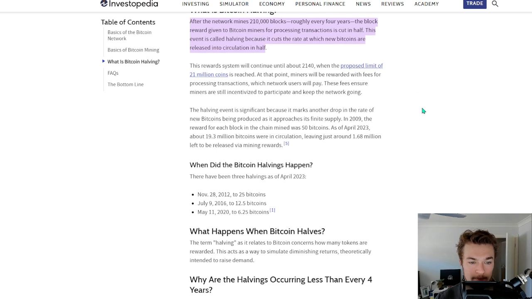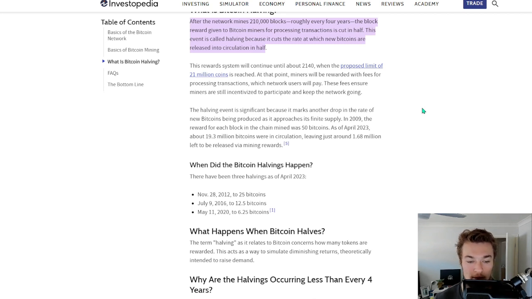It's not overly important. The halving event is significant because it marks another drop in the rate of new Bitcoins being produced, as it approaches its finite supply. In 2009, the reward for each block in the chain mined was 50 Bitcoins. As of April 2023, about 19.3 million Bitcoins were in circulation, leaving just around 1.68 million left to be released via mining rewards.